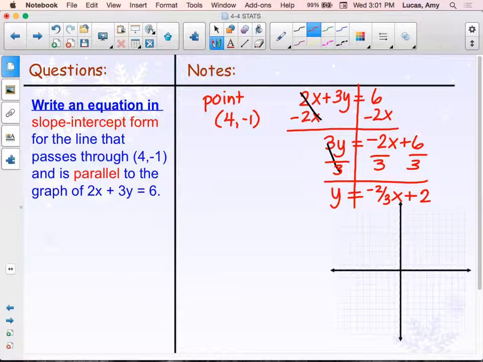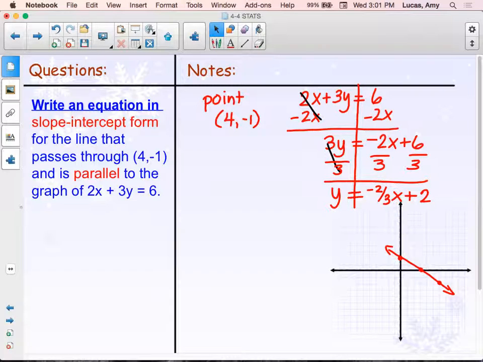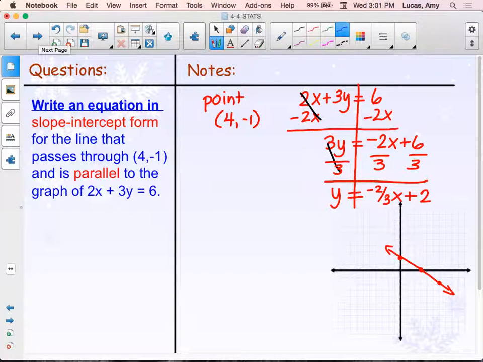So on my graph, this one would start at 2 and then go down 2 over 3. Down 2 over 3. Like that. Now my new point that it has to go through is 4, -1, which is right here. So this is pretty close together. So my new point, and then I use my slope from the original line, so I could go down 2 over 3, down 2 over 3, and draw my line. They're parallel and they're super close together.